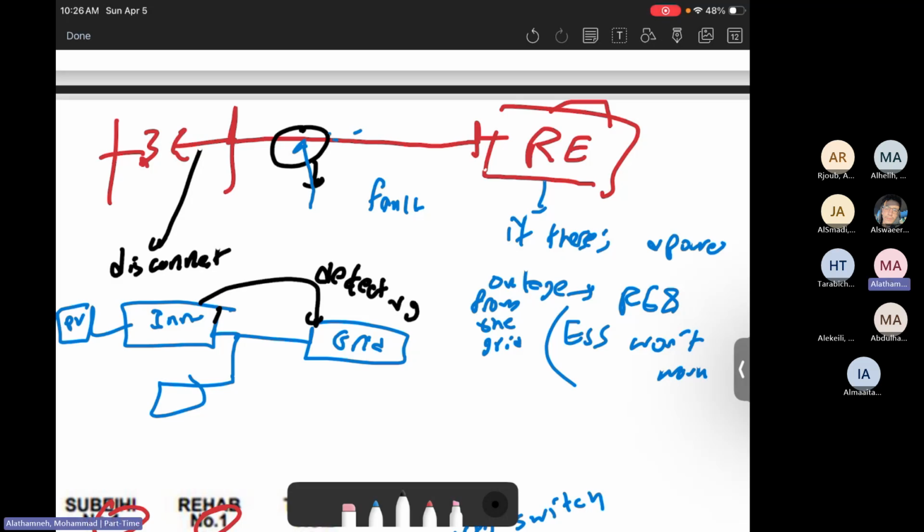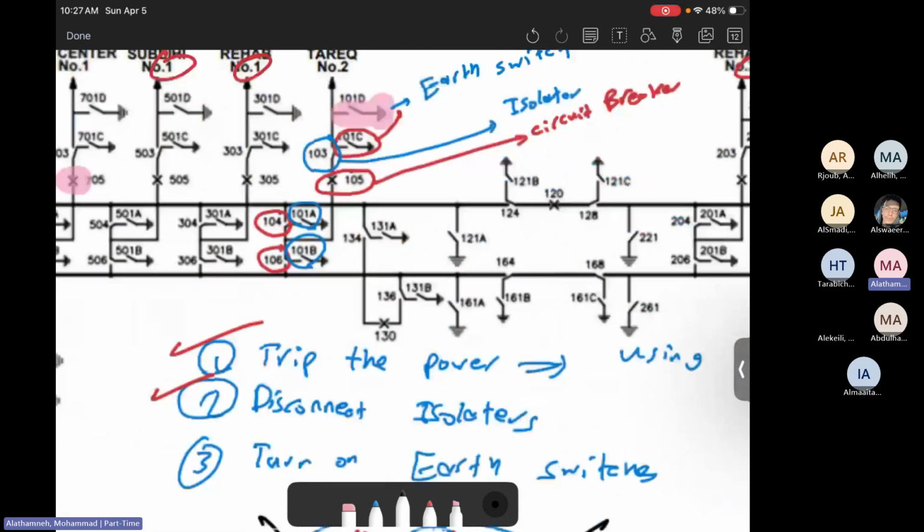Detect V-grid. If V-grid 0, no photovoltaics generation. Stop generating power. Okay? And that's what they are doing right now to avoid this scenario that you mentioned. But I would say this scenario is completely independent of what we have here.